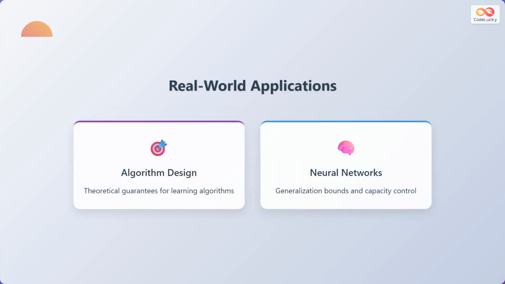Computational learning theory and PAC learning have numerous real-world applications across various domains. These are used in algorithm design, where these provide theoretical guarantees for learning algorithms, ensuring they perform reliably and efficiently. These are also used in neural networks, where these help establish generalization bounds and enable capacity control, leading to more robust and accurate models.